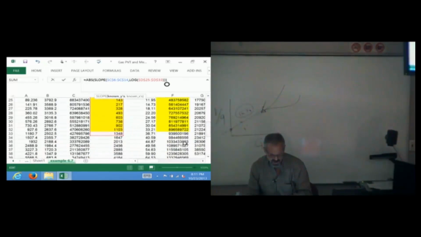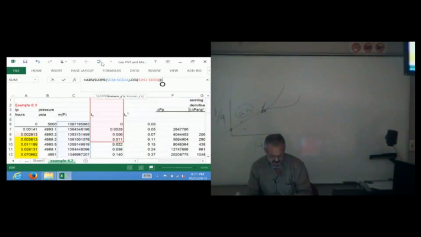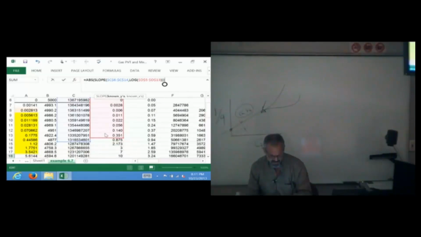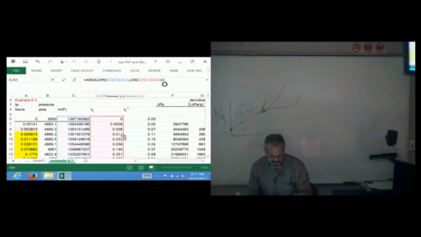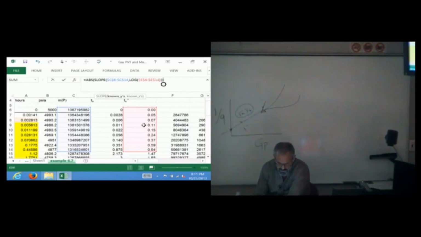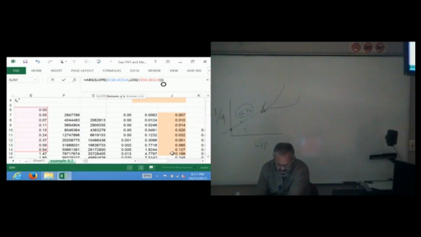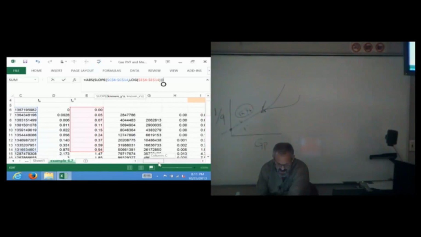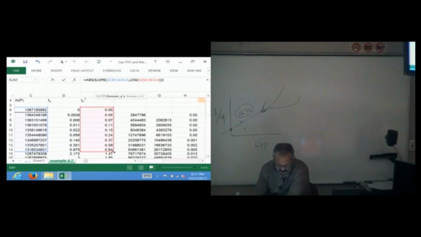Pseudo pressure, and this is time. But I don't want time, I want the square root of time. So now I'm going to have the slope of the pseudo pressure versus the square root of time for the first 1, 2, 3, 4, 5, 6, 7, 8, 9, and I think that's exactly what I wanted. I got a 10th point. If I was to actually do this, I'm going to use 0. I can't always use 0, but I'm going to use 0.